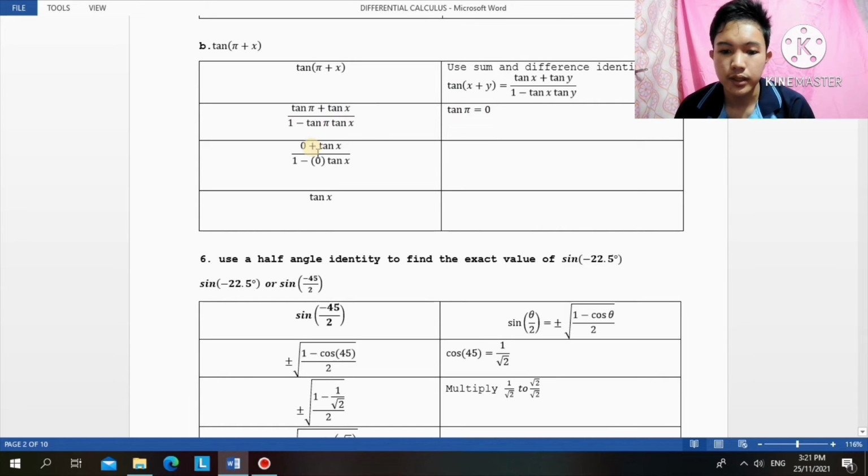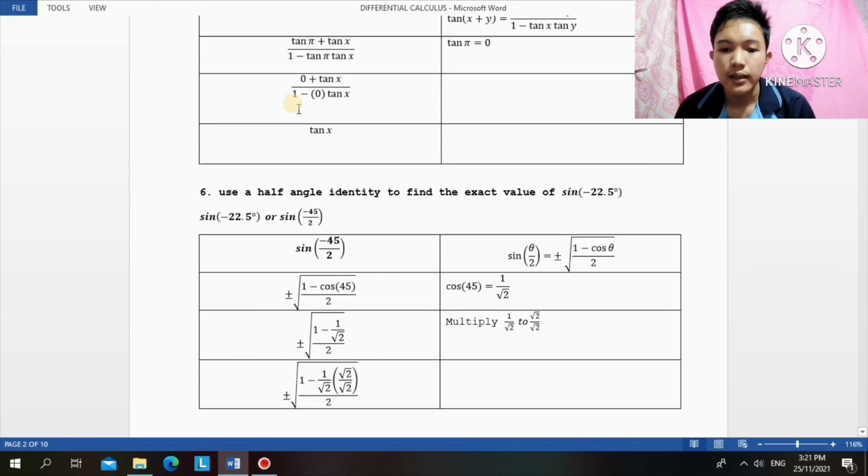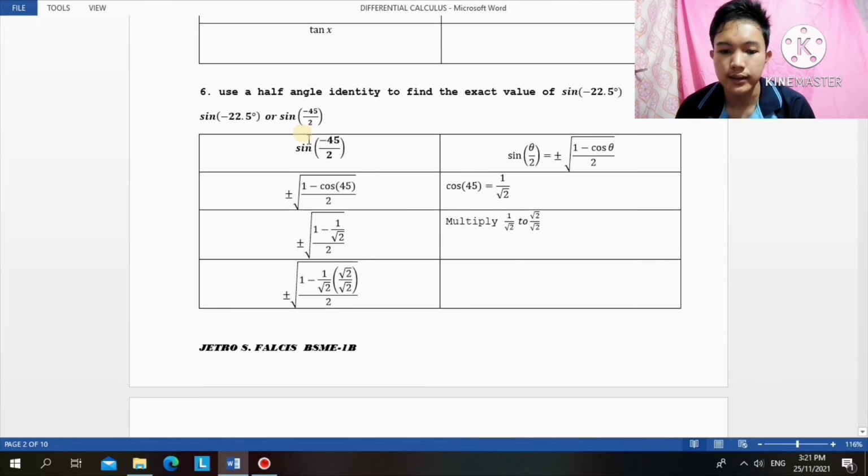Tangent pi is equal to 0. So, solve 0 plus tangent x over 1 minus 0 times tangent x. Our answer will be tangent x over 1. So, our answer is tangent x.